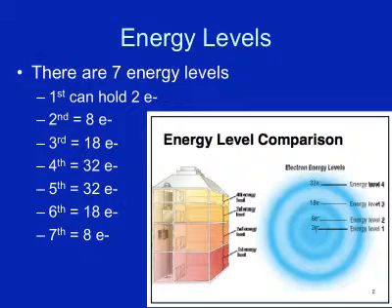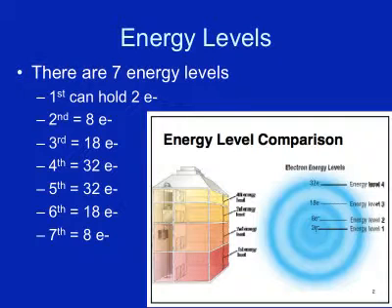So let's look up at the periodic table again. How many elements are in the first row? 2. How many can the first energy level hold? 2. Coincidence? Nope. How many elements are in the third row? 8. How many can the second energy level hold? 8. Coincidence? I think not.